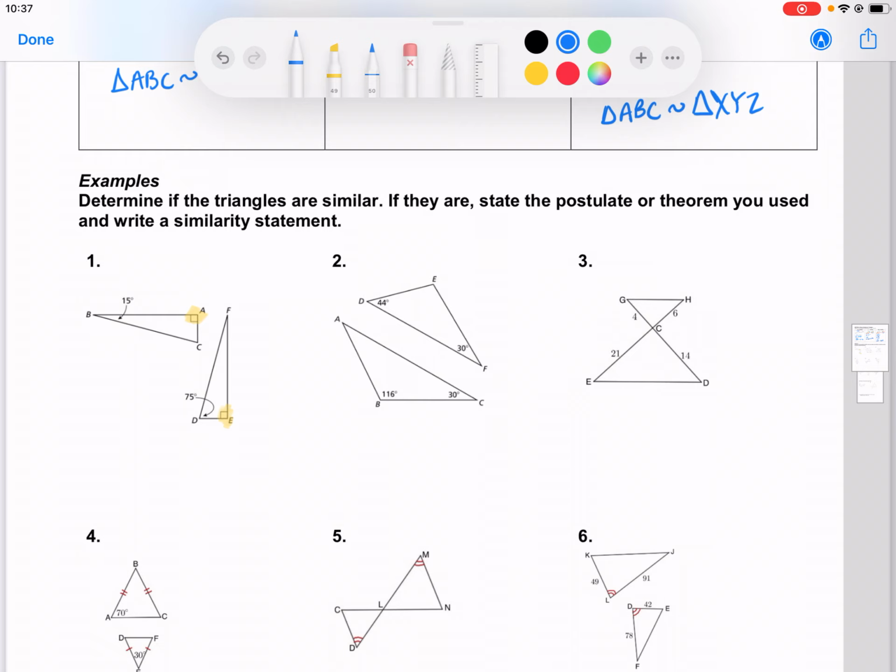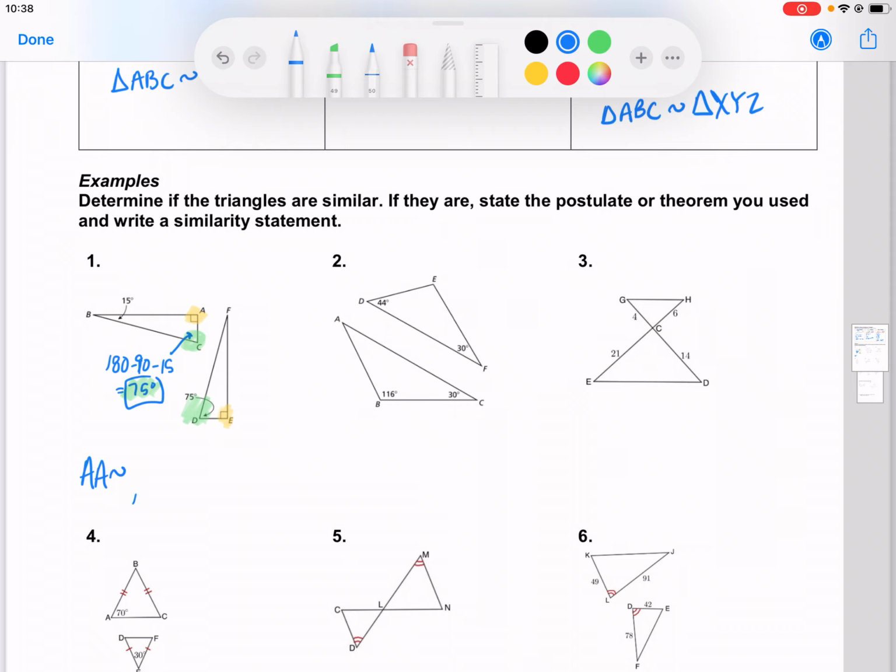I do know that this is 15 degrees, so I'm going to actually find angle C. So 180 minus 15, because a triangle adds up to 180 degrees, would be 75 degrees. Well, if you look over here, so angle C is 75, and so is angle D. So as long as two of them match up on each triangle, then we're good. So we can say this is angle-angle similarity.